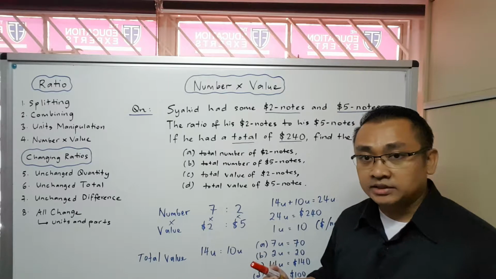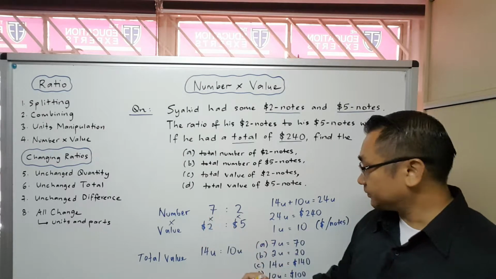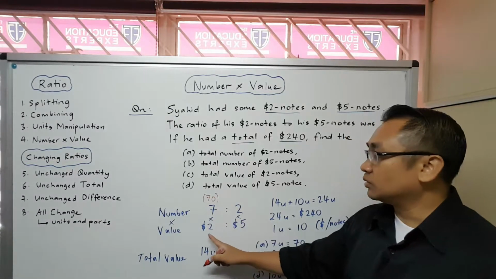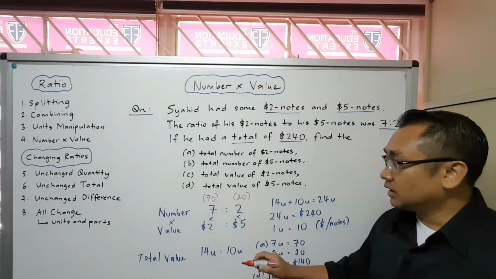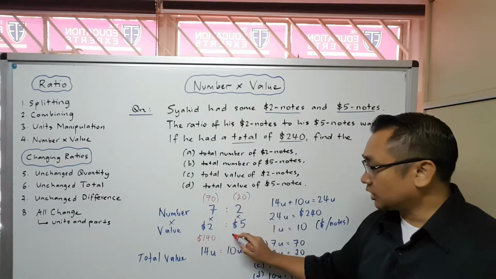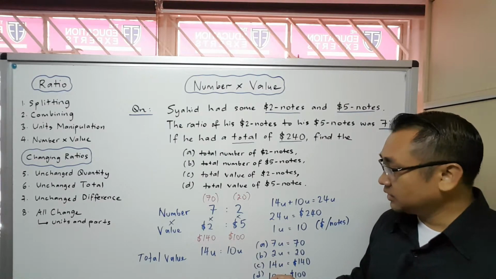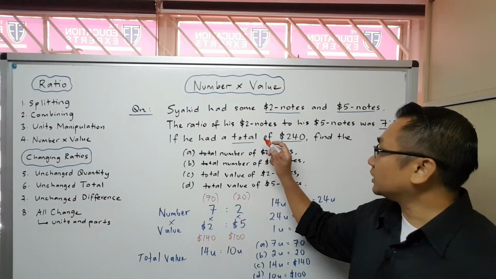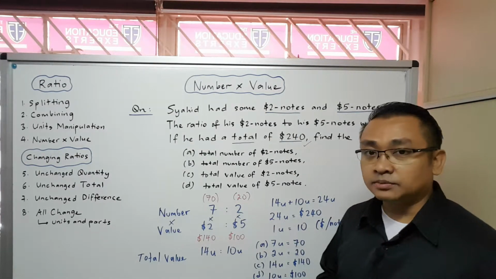Now, how do we check whether our answers are right? What we can do is just put the numbers back in. 7 units is 70, which means there are actually 70 $2 notes, and 2 units of $5 notes, and 2 units equals 20. So what is 70 times $2? It's $140. And what is 20 times $5? It's $100. So is that correct for part C and part D? Yes. And if we add them up, 140 plus 100, we get $240, which the question gave us. So this confirms our answer is correct.